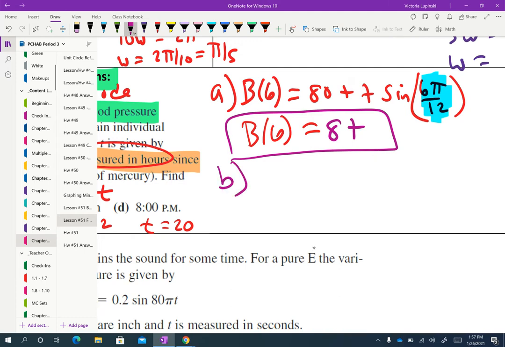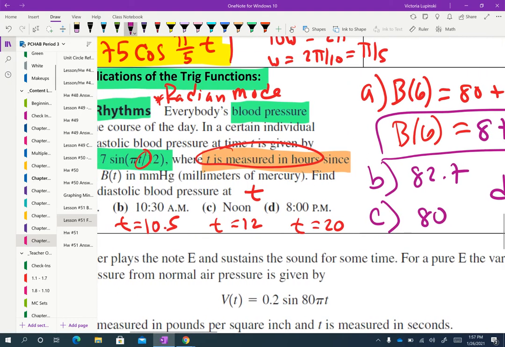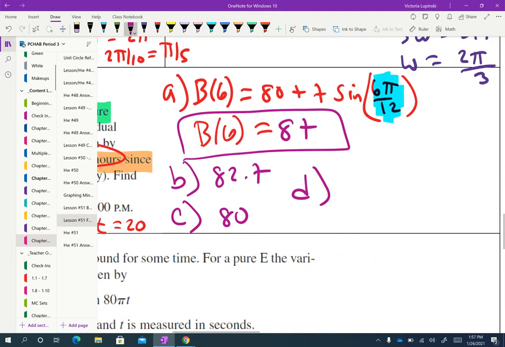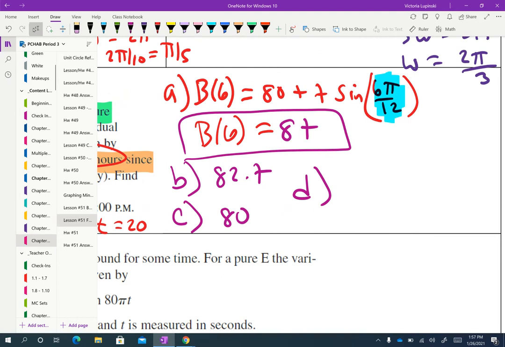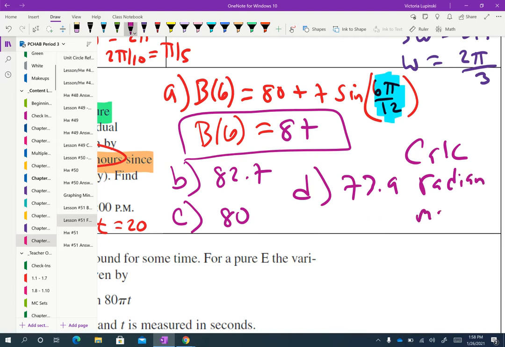And then to be honest, all the rest are the same thing. You're going to use a calculator. And just to confirm, if you want to go back later to see if you can do it right, if you plug in 10.5, 12, and 20, you're going to get a blood pressure reading of 82.7, 80, and 73.9, respectively. So again, these are all calculators as long as you're in radian mode. So feel free to go back and try those at any time.